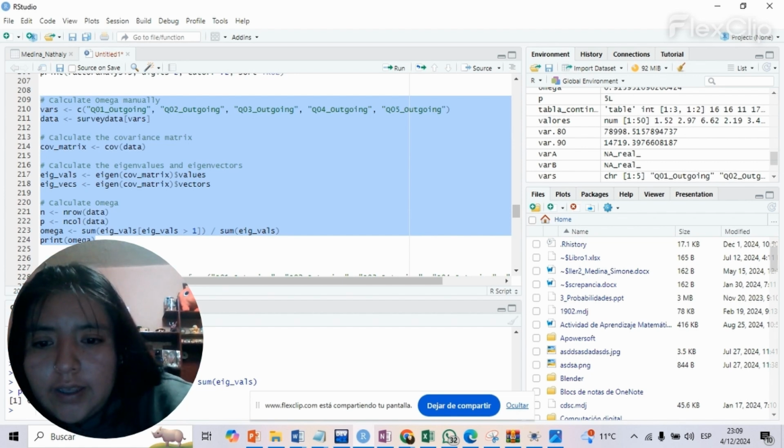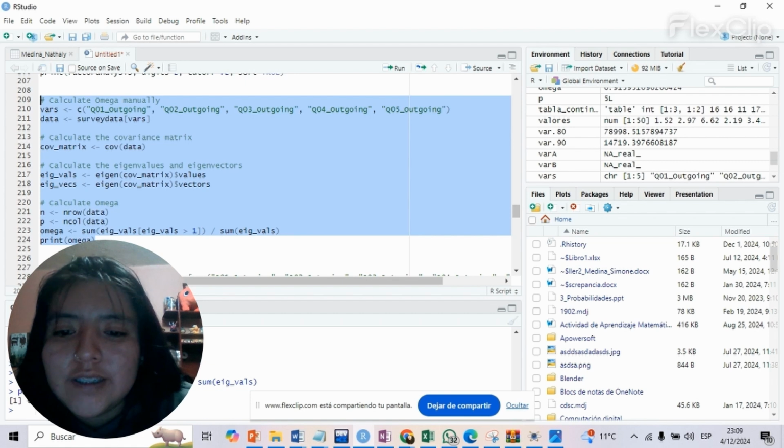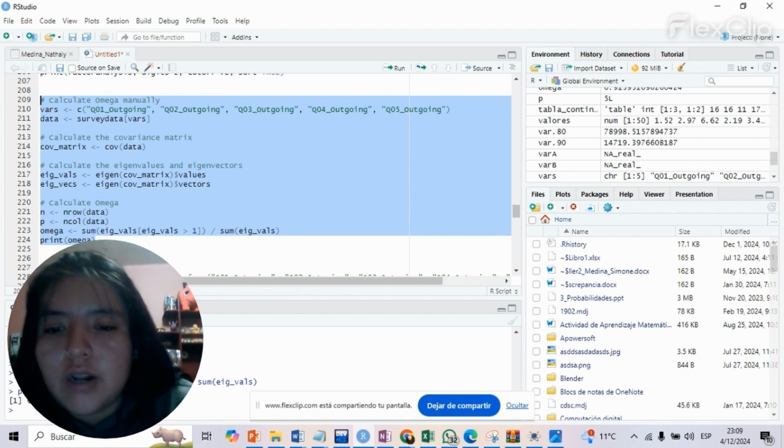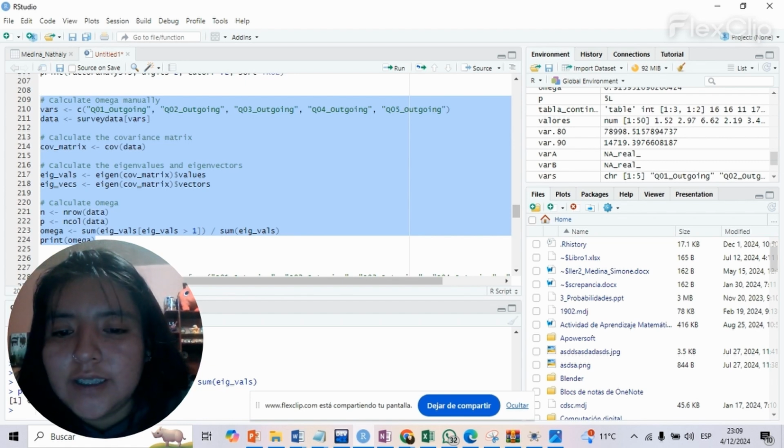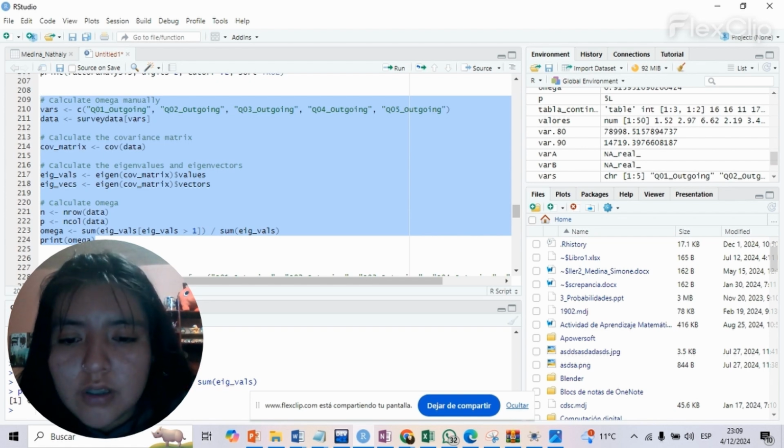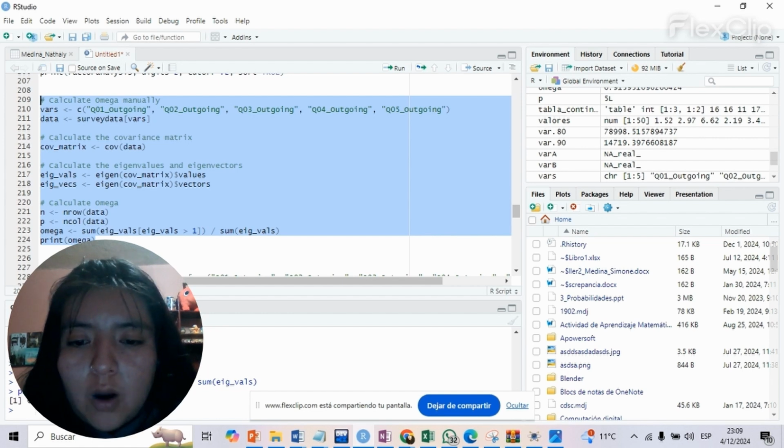Okay, next, we have factor analysis. This technique identifies common factors among related variables, simplifying complex data sets. In R, we can use the factanal function to perform factor analysis, helping us visualize how questions group together.